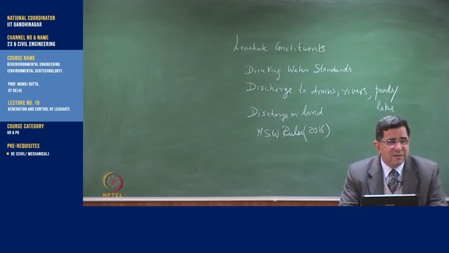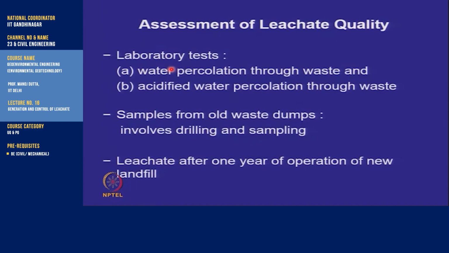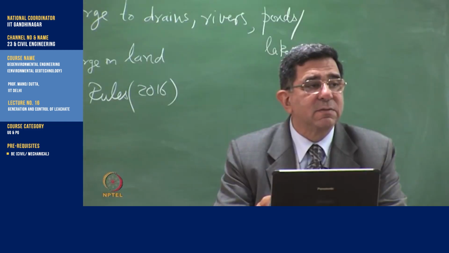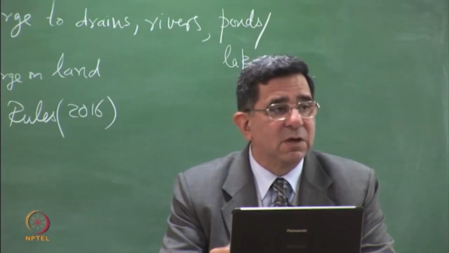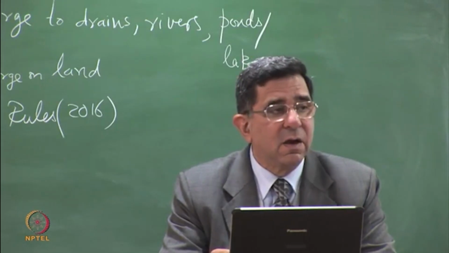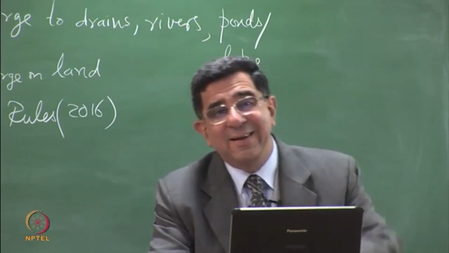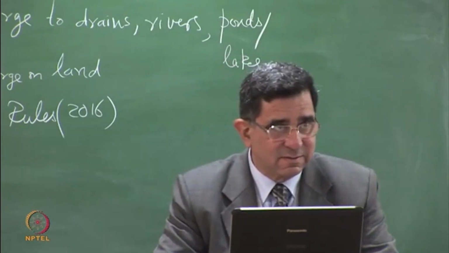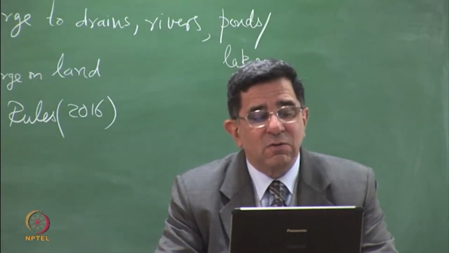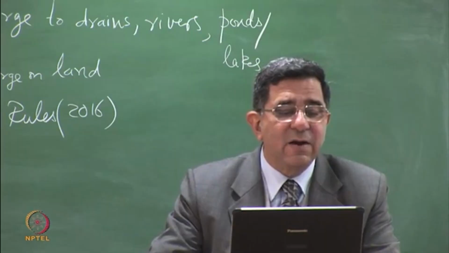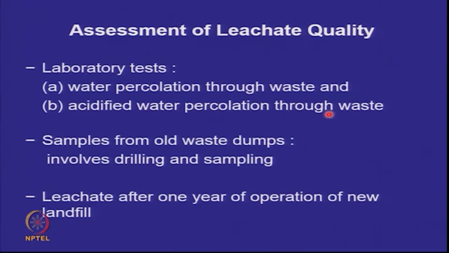So how do we assess leachate quality? I began this debate. You can do laboratory tests. You can do water percolation through the waste, but I told you the limitations. You cannot simulate long-term percolation of several years, and the height of the column is less, right? So if you look at the second one, acidified water percolation through waste, what does it mean? We are just trying to accelerate time.